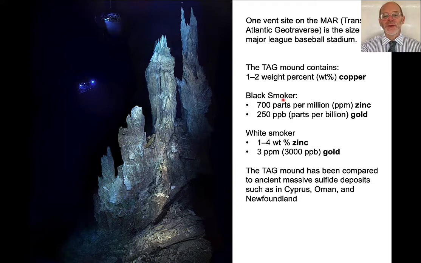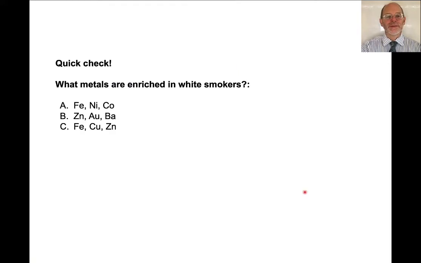There are two areas that have been studied. Black smokers have moderate concentrations of zinc and moderate concentrations of gold, but white smokers have very high concentrations of zinc and very high concentrations of gold. And this mound has been compared to other massive sulfide deposits, for example, ones in Cyprus, Oman, and Newfoundland.